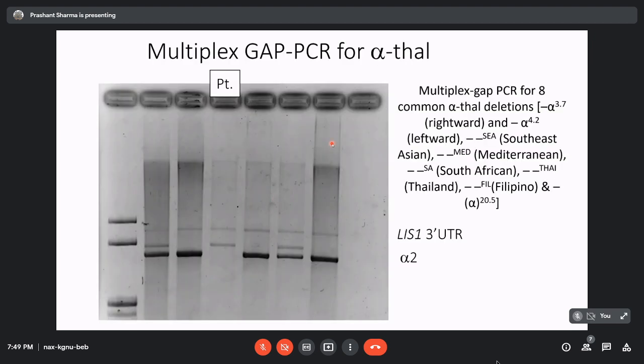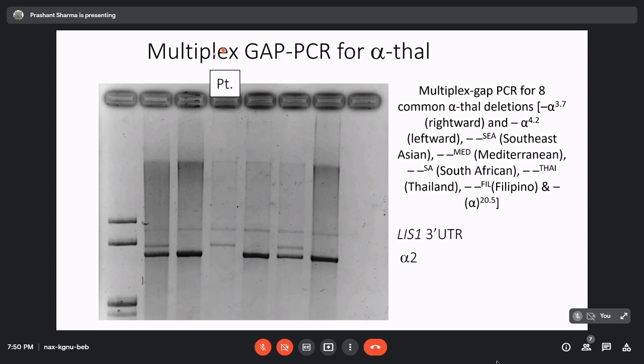The only way to confirm it is using a PCR. And for this, we use a PCR reaction called GAP PCR, by which we mean that we are using primers that are going to be giving a product only if the gap has been created by the deletion. So we have primers which flank the deletion, and they will give a product only when the deletion is present, because under normal circumstances, primers which are very far apart will not give you a product at all.